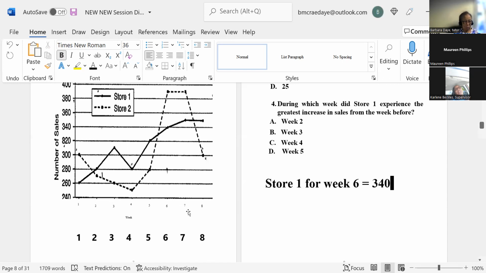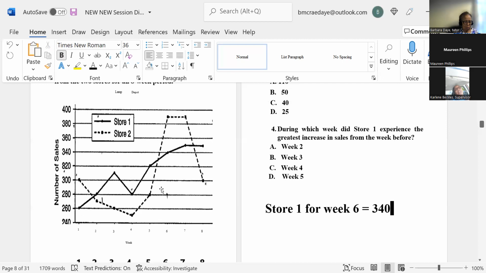Now let's look at store 2 for that same week. Store 2 is still at week 6. Store 2 was what at week 6? Store 2 is the little dash lines. Okay, so that is 380.